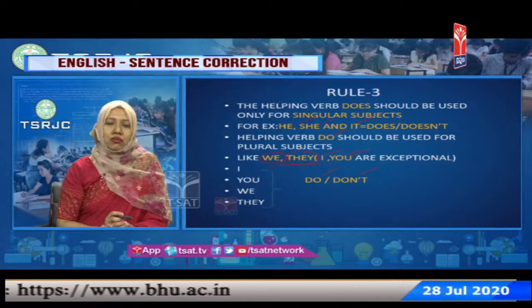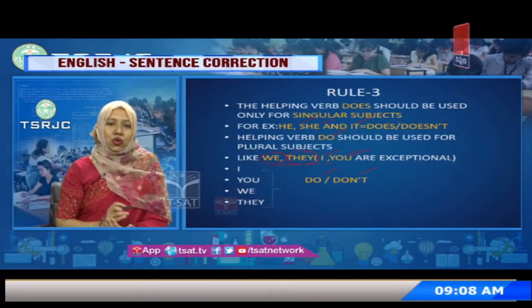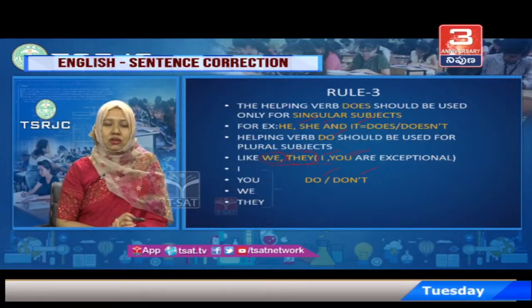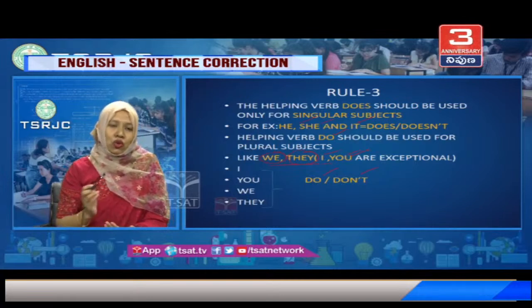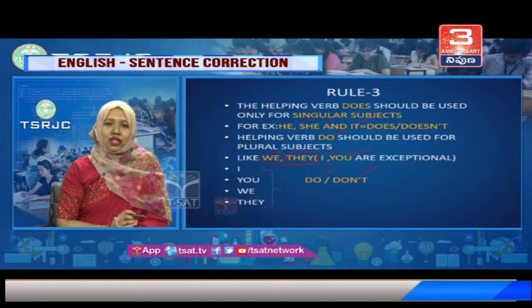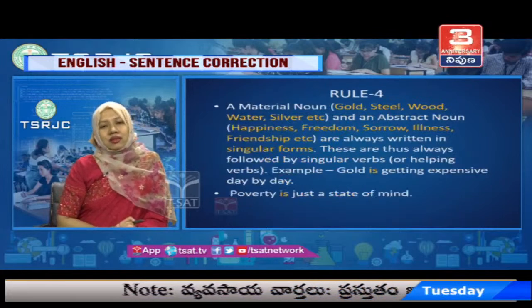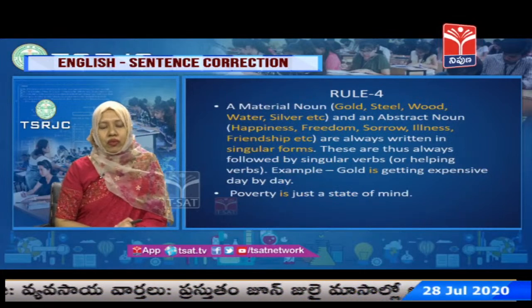I don't like ice creams. I do this regularly. I do watch TV. I do watch this program regularly. You do this. You don't do this. We do go to the stadium together. They do enjoy listening to music. These are some of the examples. Now moving to the next, rule number 4.